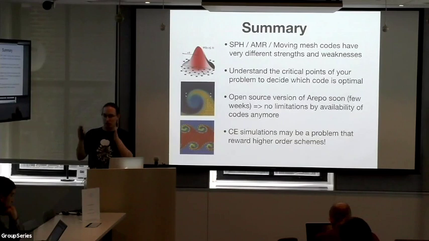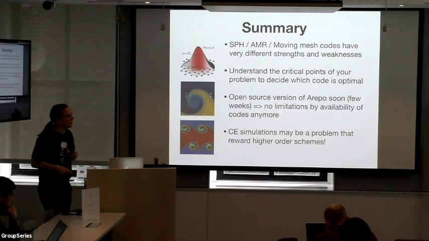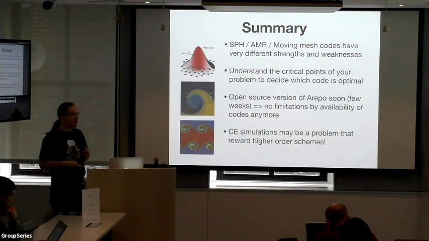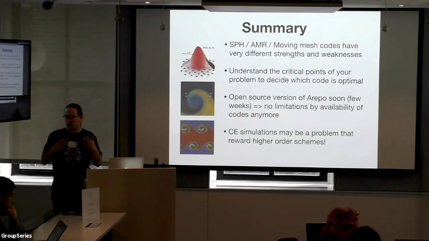Understanding the critical points of your problem is kind of important to decide which code is optimal. And for this, you first need to know what the strengths and the weaknesses are of your code or your scheme, and where it actually works well and where it doesn't work so well.